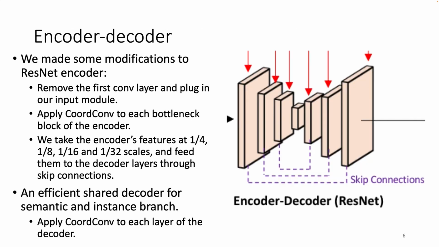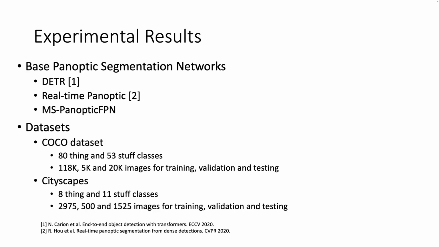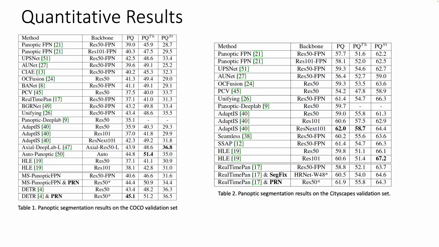We make some modifications to the residual network and add decoder layers to build the encoder-decoder network. Our base panoptic segmentation networks include the following 3 networks: DETR, real-time panoptic, and MS panoptic FPN, which is our modified version of panoptic FPN. We conducted the experiments on COCO and Cityscapes datasets. So here are some quantitative results on the COCO validation set and on the Cityscapes validation set.